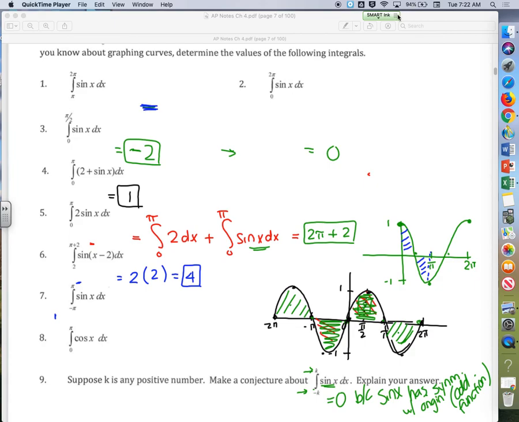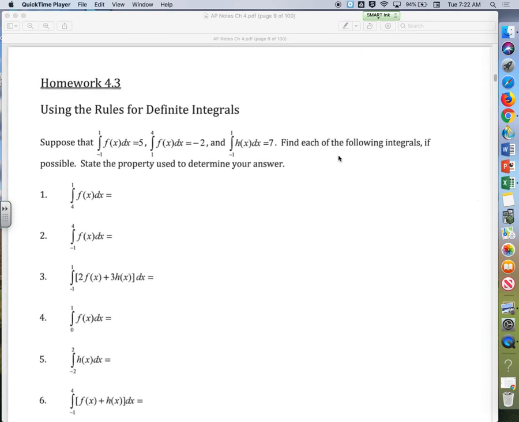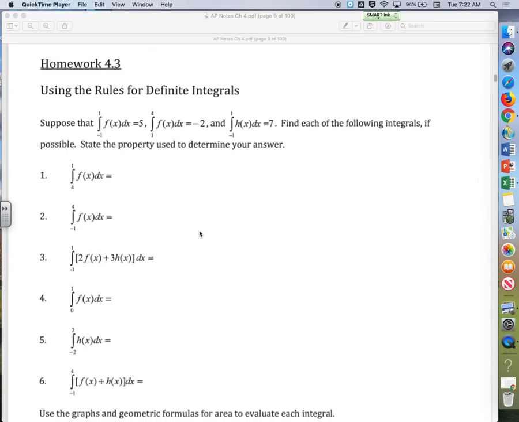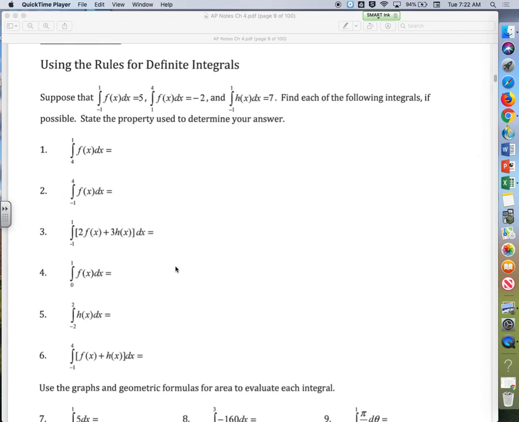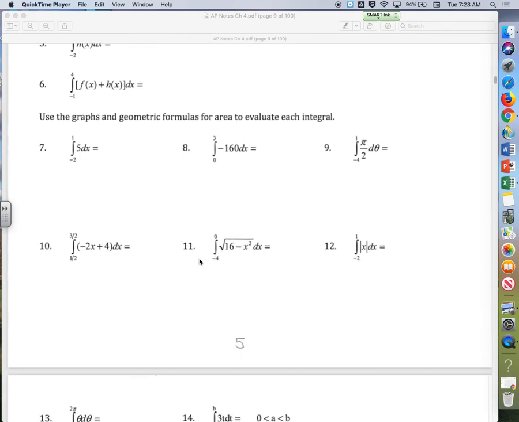All right, so what you're doing then for homework is the problems on this next page here, homework 4.3. It's all using the properties. I'll warn you for this first part, make sure you see this part of the directions. Find the following integrals if possible. Not all of these are possible. So you may have some that you cannot find. You don't have enough information given. So make sure that you see that. That was a common mistake that other people were asking about.